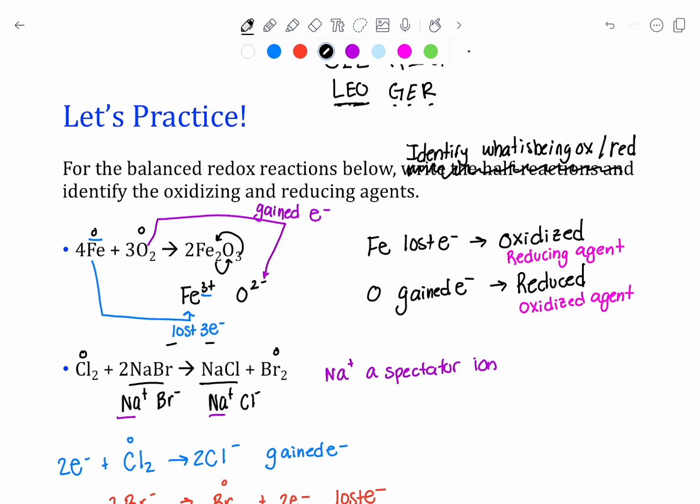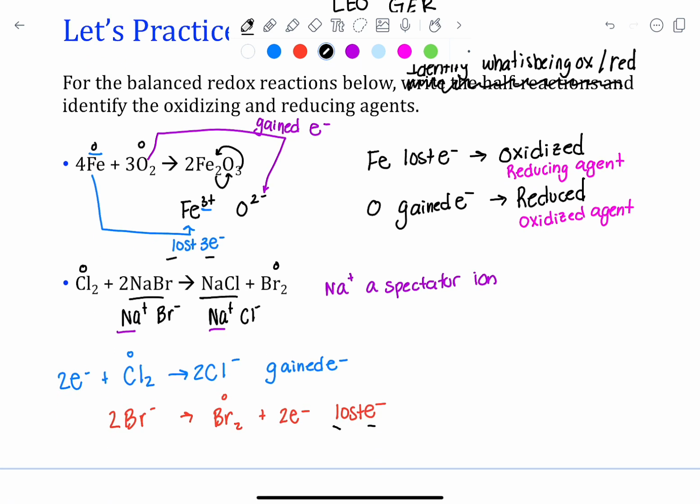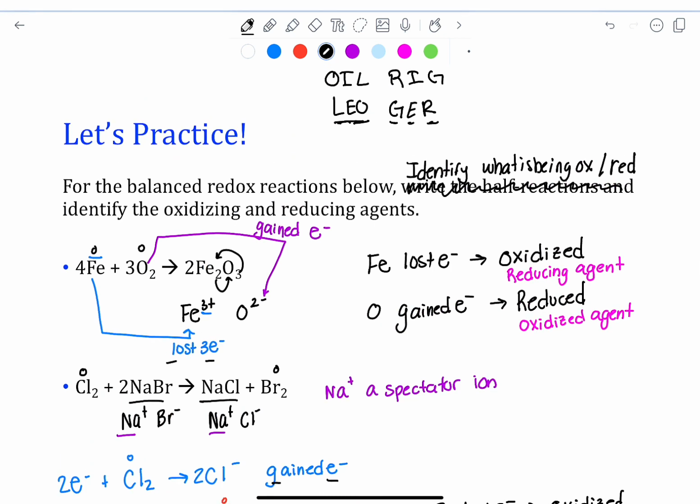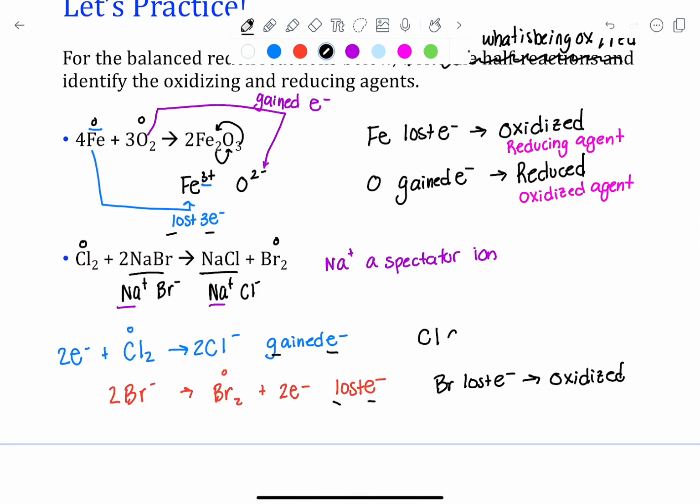So, lose electrons, oxidation. Br lost electrons, so it's being oxidized. Chlorine gained electrons, gain electrons, reduction. So Cl gained electrons, so it's being reduced. If it's being reduced, it is then the oxidizing agent. And if it's being oxidized, it is then the reducing agent.